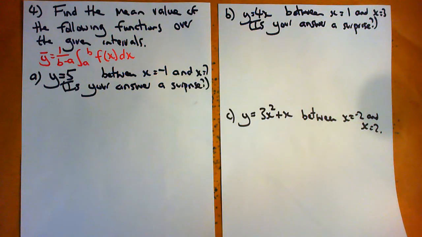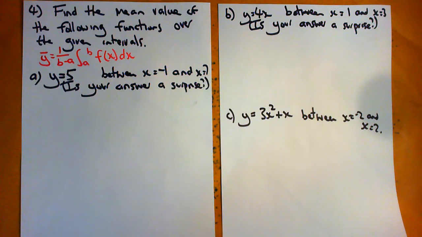Hello viewers, tutorial 12 question 4, and we're finding the mean value, in other words the average, of the following functions over the given intervals. And we've got in red there a formula from the formula sheet which will help us find that average.